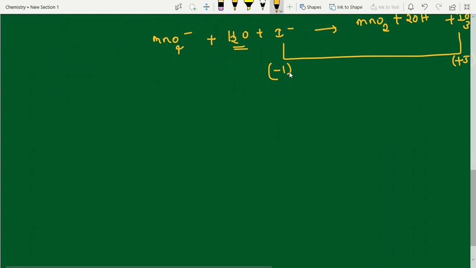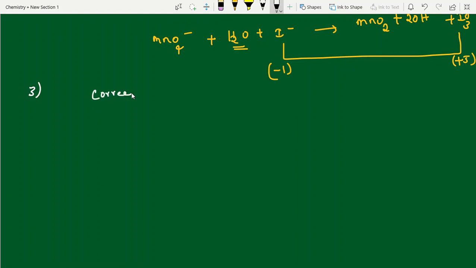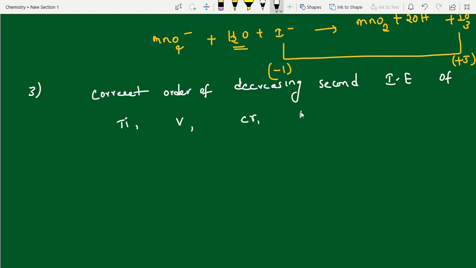Ionization energy. One of the common questions in inorganic chemistry, ionization energy. The correct order of decreasing second ionization energy of titanium, next vanadium, next chromium, manganese, they had given. So I am not giving options, students. Directly we can work out this question to save the time. First ionization energy, second ionization energy.